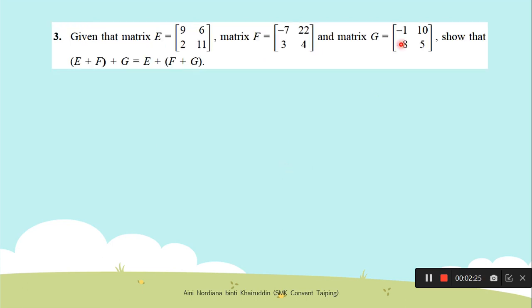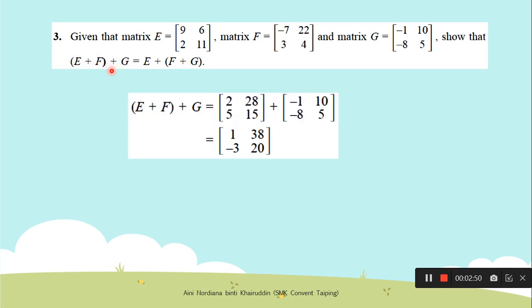Next, for question 3, given that matrix E, so this is matrix E, matrix F, and matrix G, show that E plus F plus G is equal to E plus in bracket F plus G. So we have to show one by one. So first for this, in bracket E plus F plus G, so you will get this answer. This is after you perform an addition for matrix E and F. So you'll get this and plus G. So this is the answer.